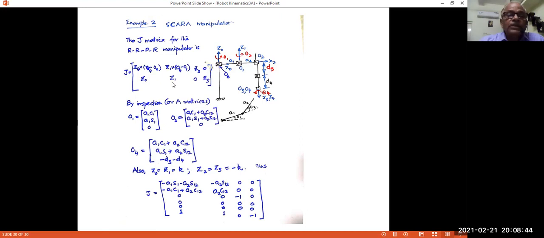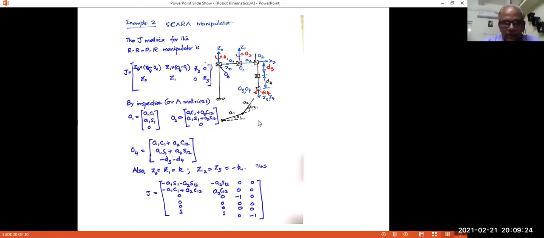Once you have that, just do the necessary cross multiplications. Well, you already have 0, 0, 1, 0, 0, 1, 0, 0, 0, 0, 0, minus 1 for Z4. Once you have that, you do the cross multiplication, and you have the J matrix available. As I said, for simple cases like this, it is possible to develop the Jacobian, but when you have 4, 5, 6 degrees of freedom and 6 joints, you will find that you need to take recourse to some better programming approaches to arrive at the Jacobian.